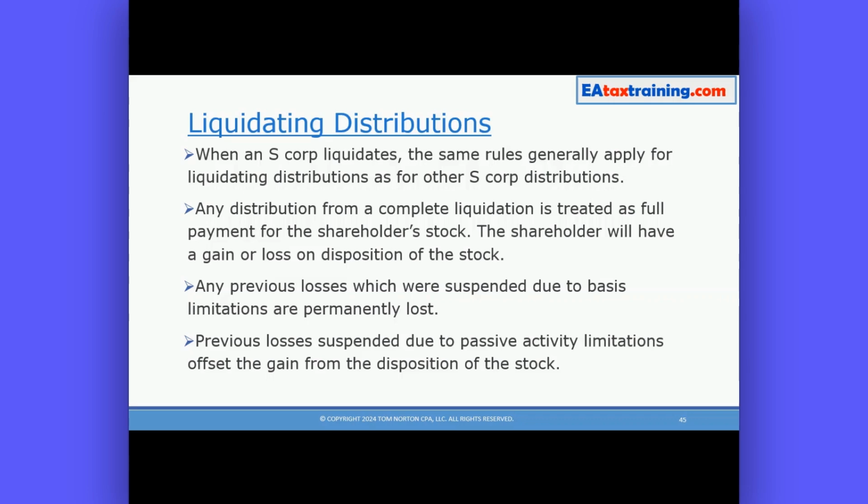However, any previous losses that were suspended due to passive activity limitations, so remember, you can only take passive losses to the extent that you have passive gains. But if you are liquidating the corporation, you can use those suspended passive activity losses to offset the gain from the disposition of the stock.